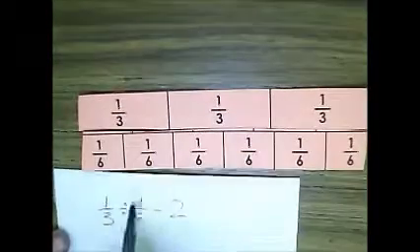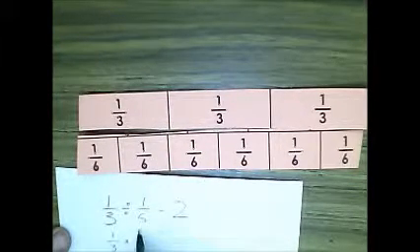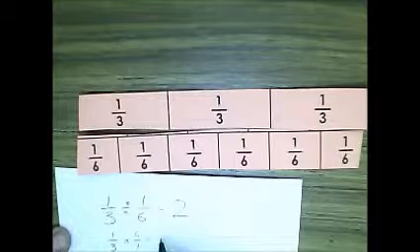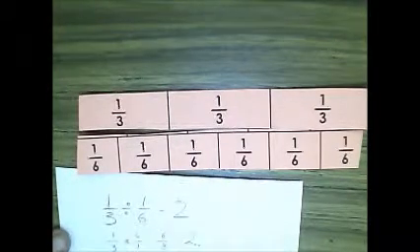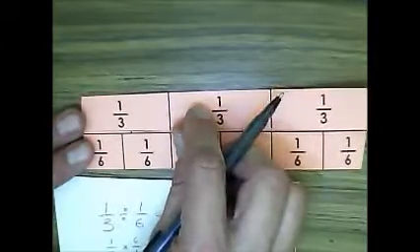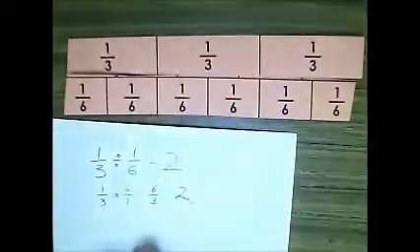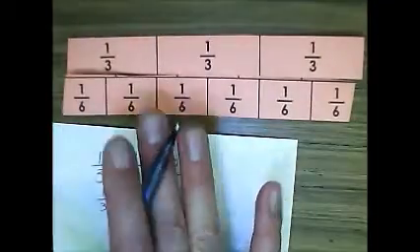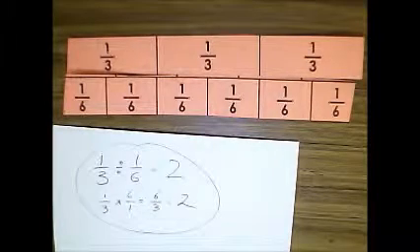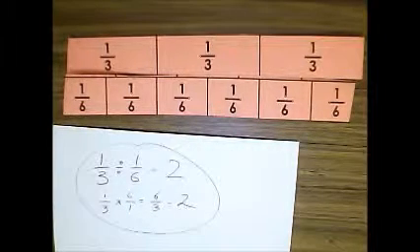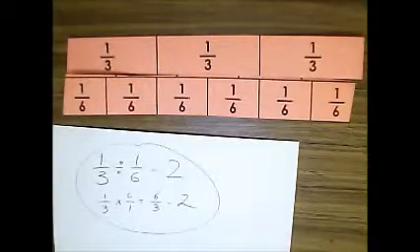Now we could do the standard algorithm and take a look at that. We could just use our keep, flip, and change, and we end up with 6/3. How many times will 3 go into 6? Twice. So with the fraction strips, we're actually able to see why the algorithm works. And that's important to do because we can't just know this. If we just know this, then we have a very limited understanding of division of fractions. Anybody have something else?